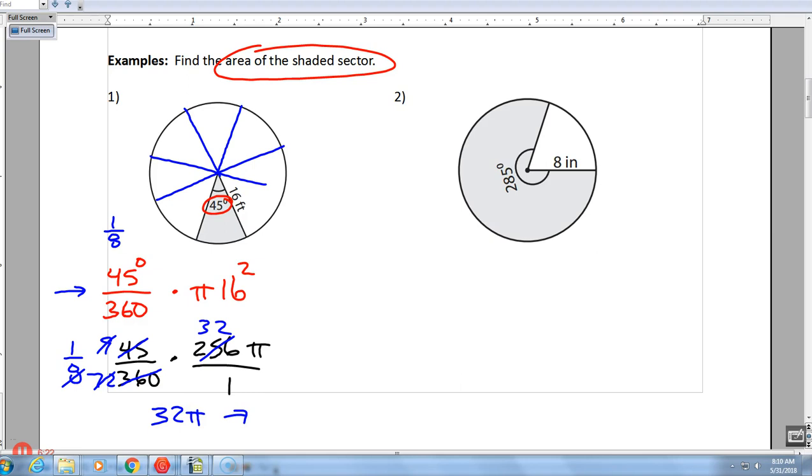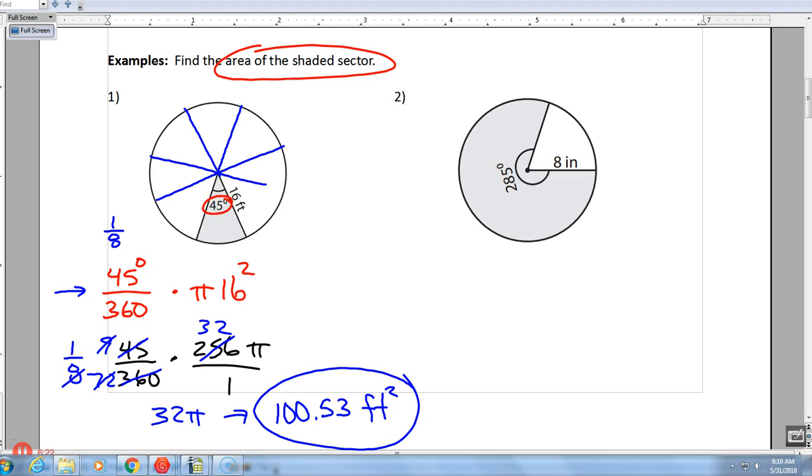And put that in the old calculator. 32 pi. 100.53. Sweet. Now what about my units? Feet squared or feet cubed? Feet squared. Area is always squared. Good deal. All right, let's move on to number 2.